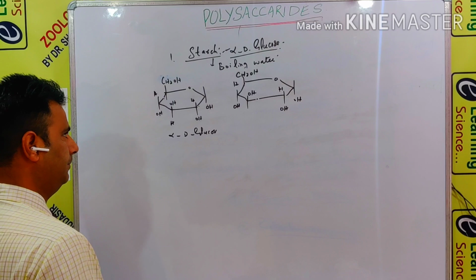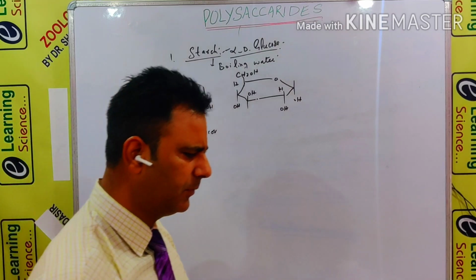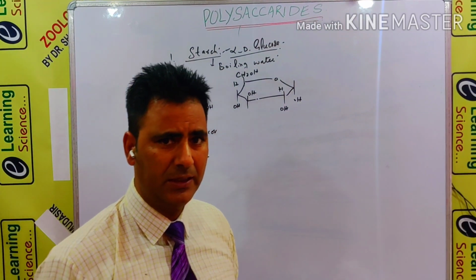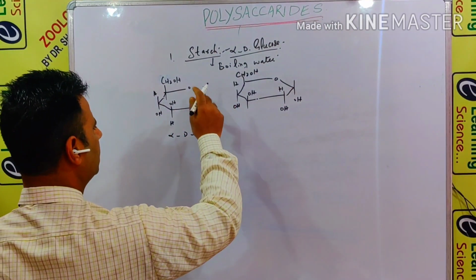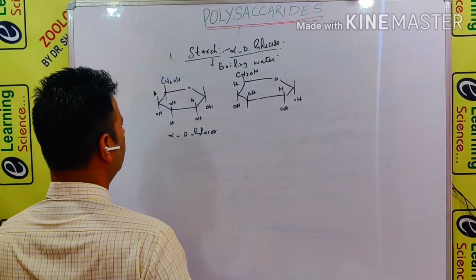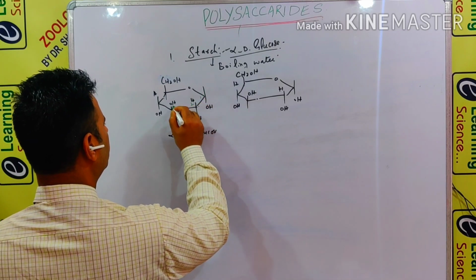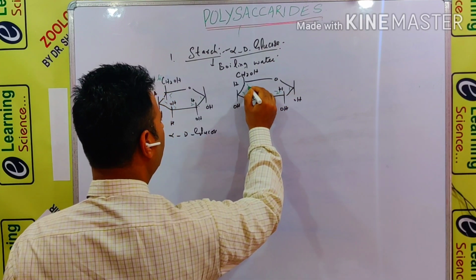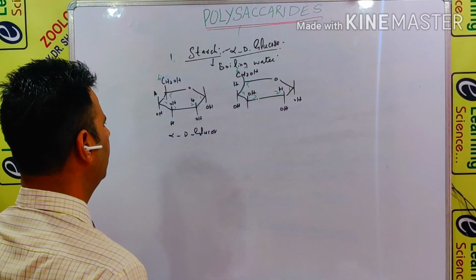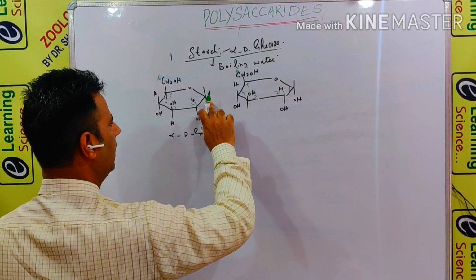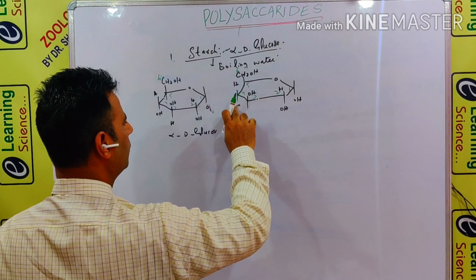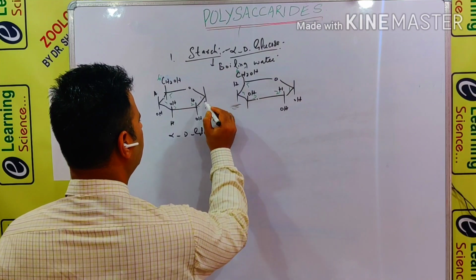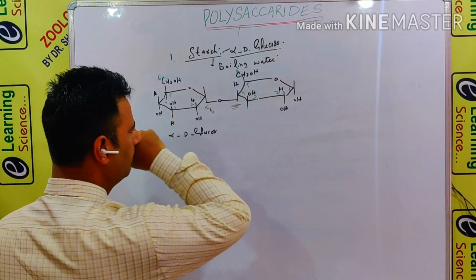Then what happens? This is a type of condensation reaction where the two monomeric units are condensed to each other. Again, this is position number 1, this is position number 1. This is 2, this is 3, this is 4, this is 5, this is 6. 1, 2, 3, 4, 5, and 6. Here this H and this OH will go, and they will form a bond, which we call a glycosidic bond.